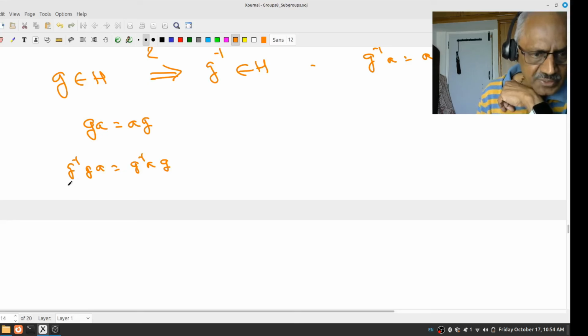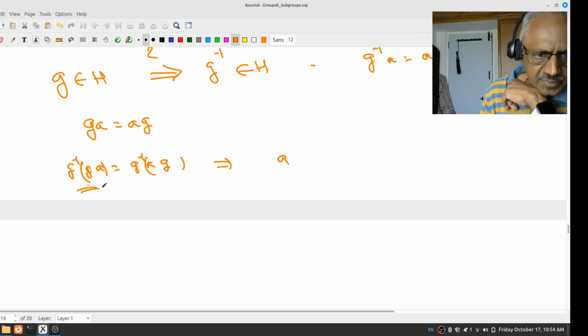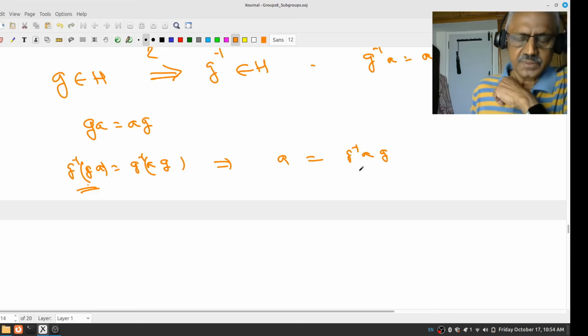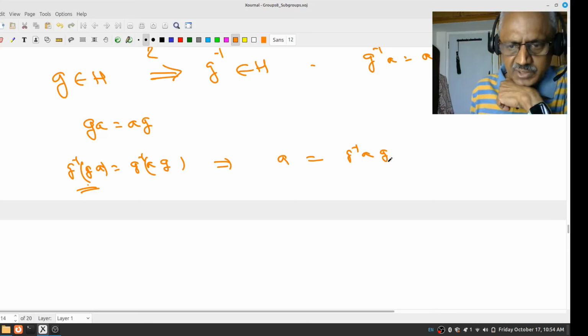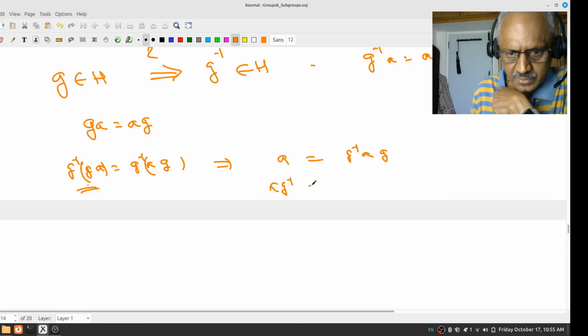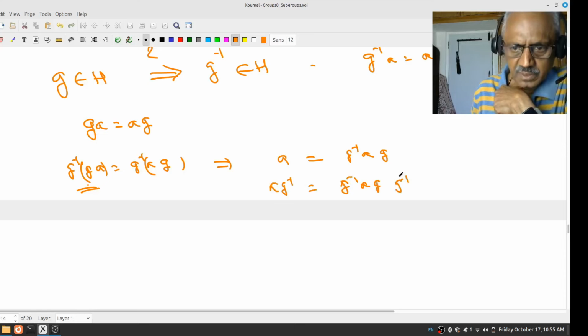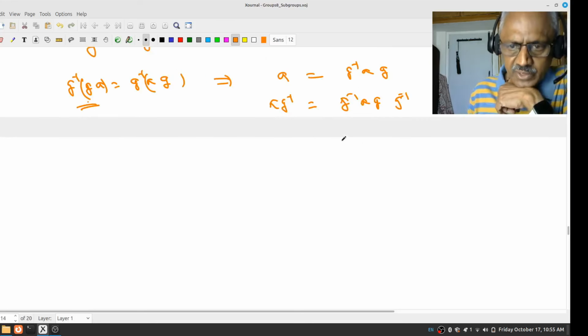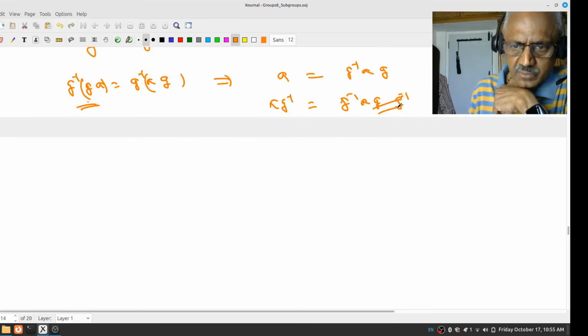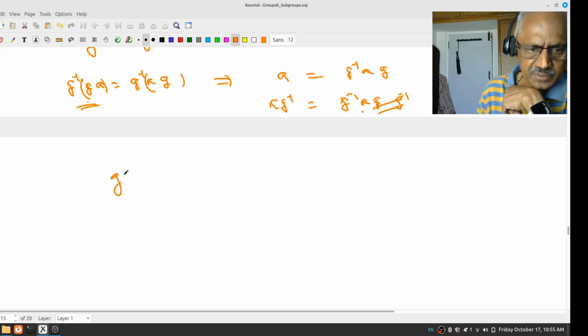Using associativity, g inverse g is the identity, so the left side is a, and the right side is g inverse a g. Now I want to get rid of this g on the right side, so multiply both sides on the right by g inverse. This is a g inverse, and this is g inverse a g into g inverse. I am using the associative law, so I don't spell it out. But g g inverse is the identity, therefore it is g inverse a. Therefore I have proved a g inverse equals g inverse a. That means g inverse also belongs to H.